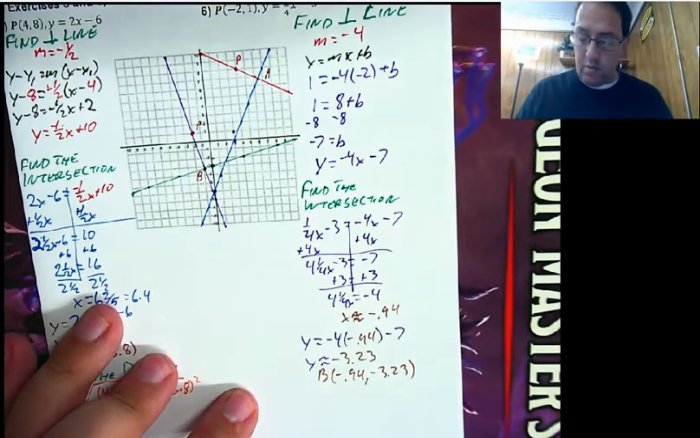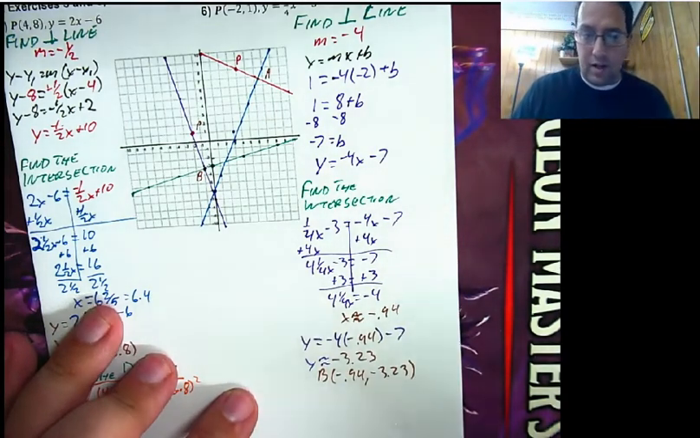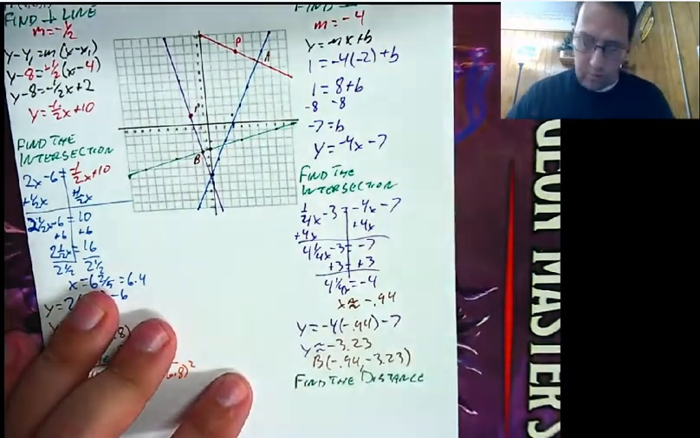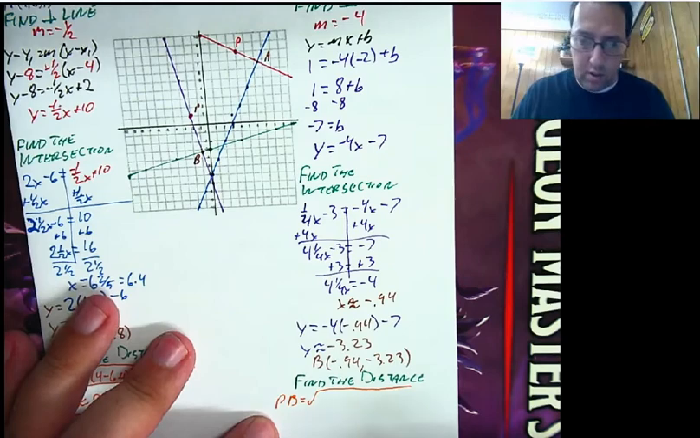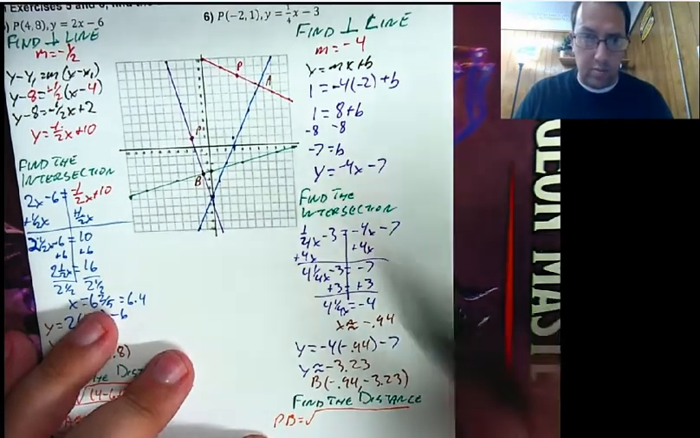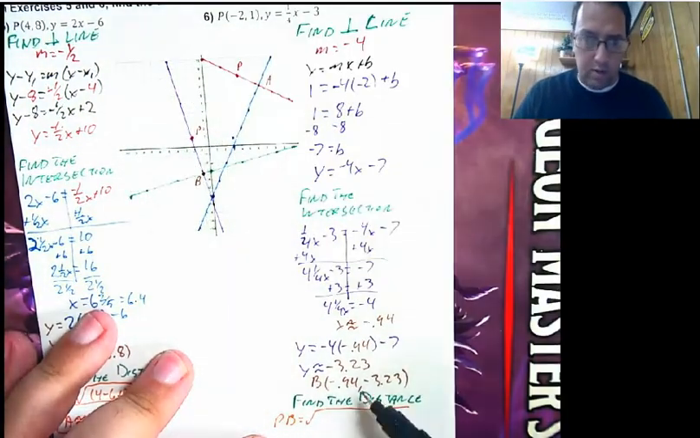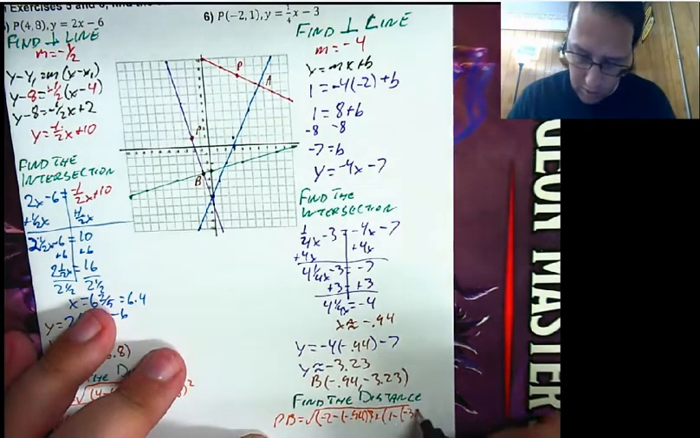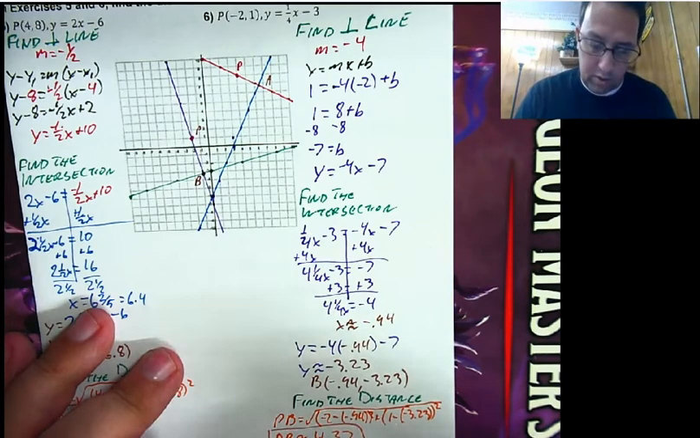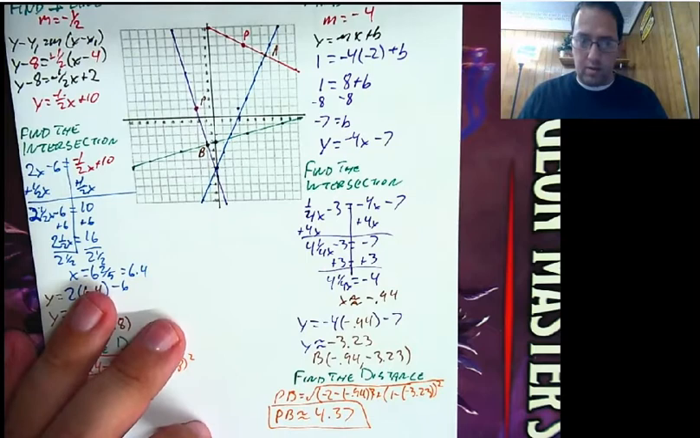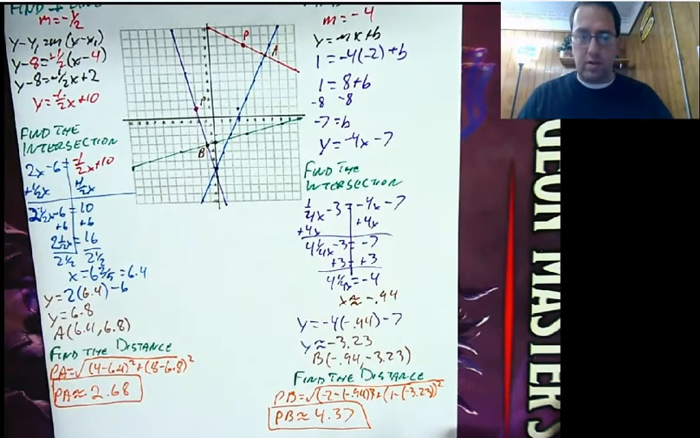And now that we know the coordinates for B, we can find the distance. The length of segment PB is going to be, we're going to use the distance formula using point P and point B. And I'm just going to take that whole thing, stick it into my calculator and get an answer, which is approximately 4.37 units. Right under, there it is, 4.37 units.